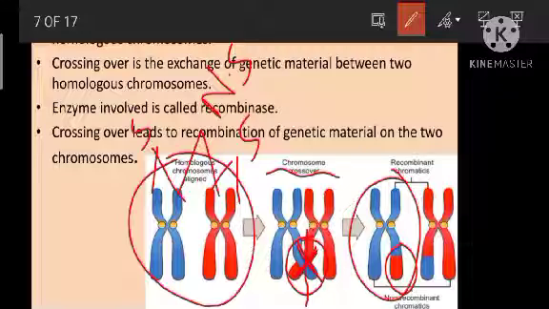Recombination will be completed by the end of the pachytene stage. The chromosomes will be linked together at the site of crossing over. They will not be separated like this. They will be linked together at the place of crossing over.